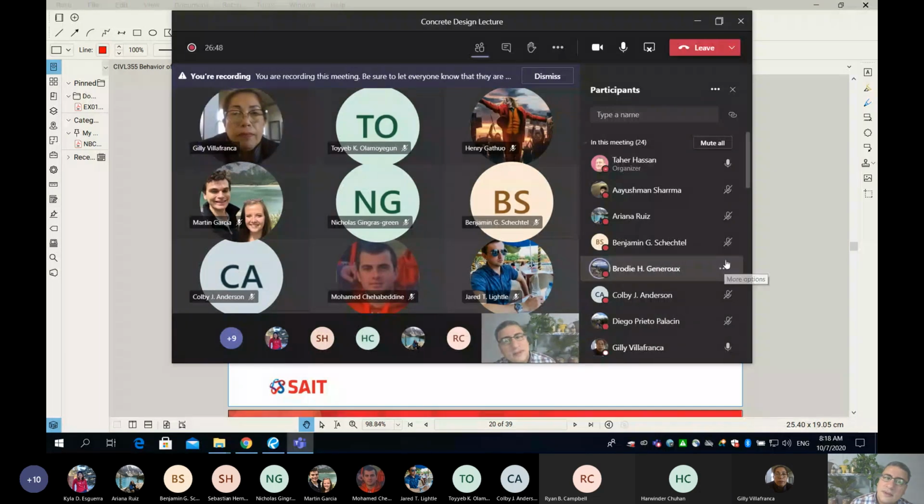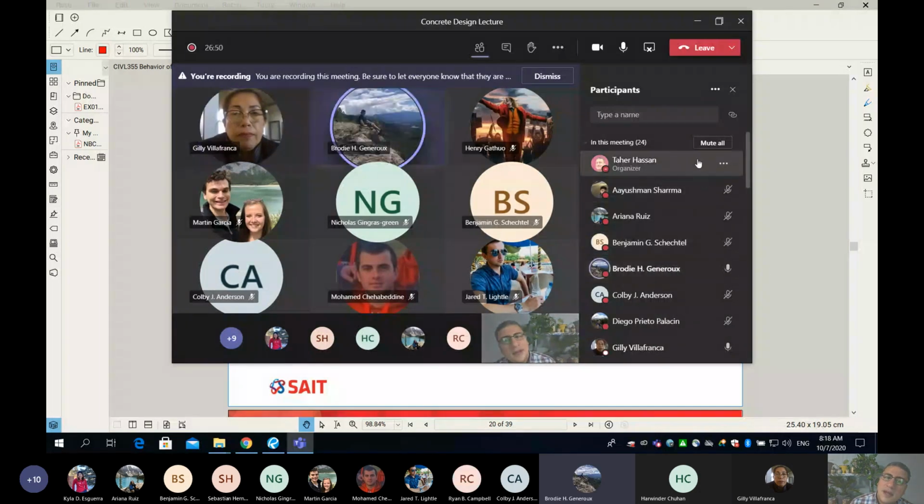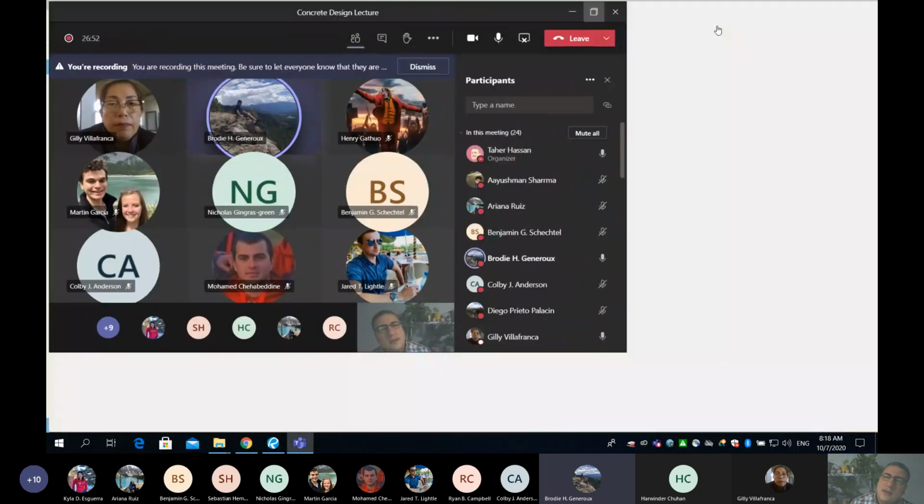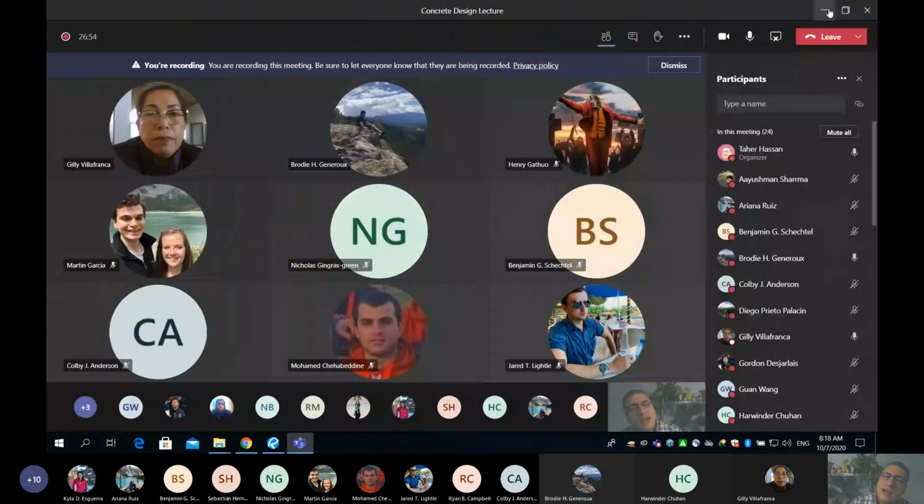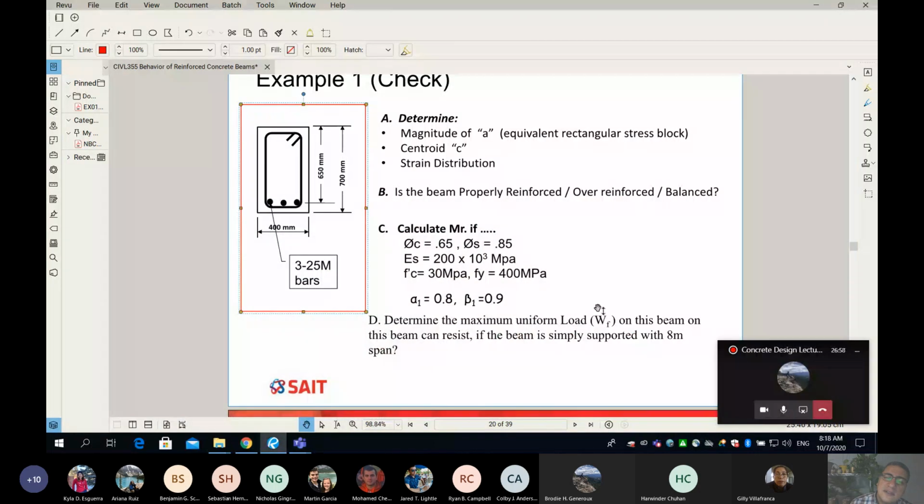I think it would fail in tension. Is that Brody? Yeah. Brody, can I ask you, it looks like you're very talented. Can you tell me how did you get that? How did you know? Looking at the rebar there, it's only on the bottom, unlike our other ones, which were overly reinforced. This only has the 3 bars.